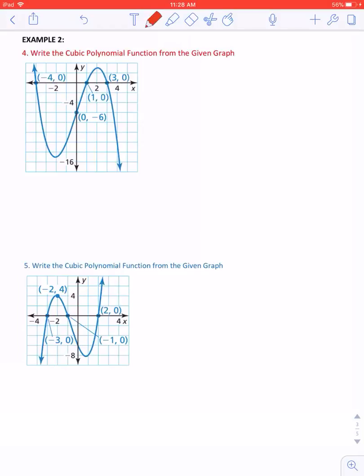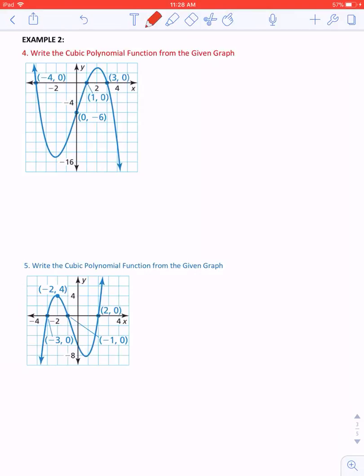All right, so what if we have to go the other direction? What if we're given a graph, we're given all of the information, but we need to write the function of it? Okay, we can do our process backwards. We can take our intercepts, make them zeros, make them factors. We can use our y-intercept to find other information and write out our whole equation.